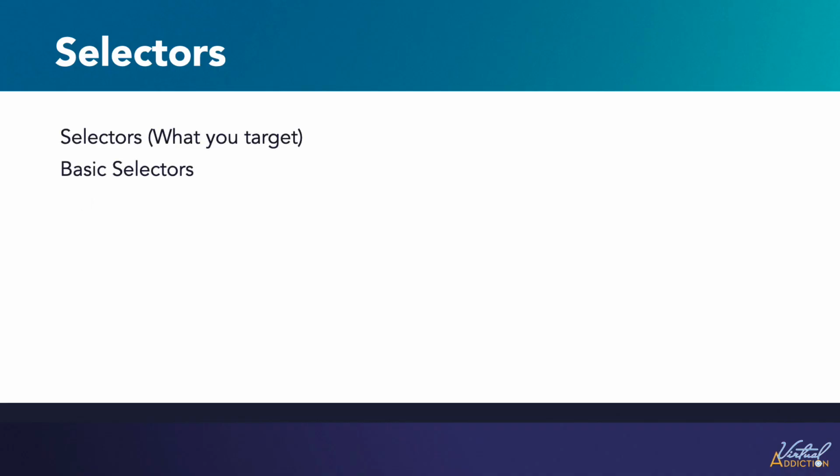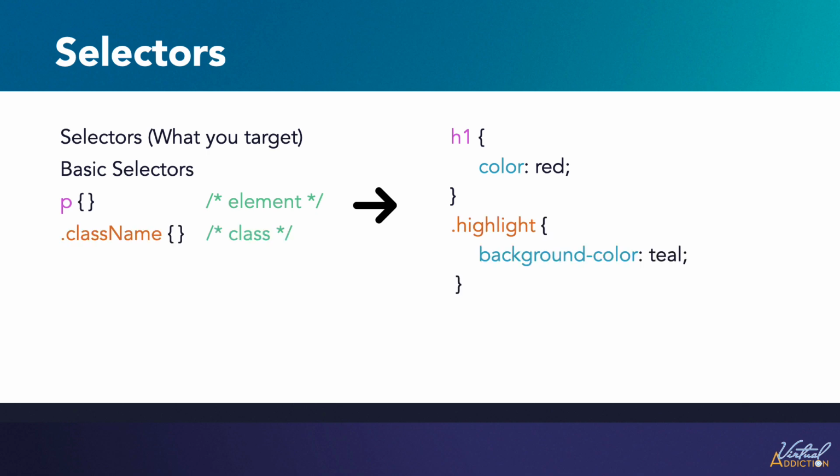Selectors are what you use to target elements. You can target all paragraphs using an element selector, a specific group using a class, or a unique element using an ID. Each type gives you a different level of control.